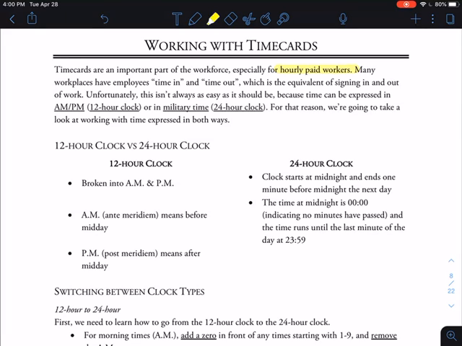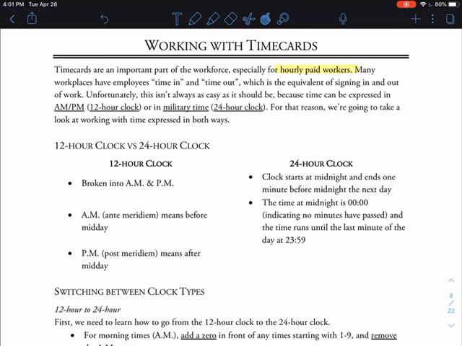And sometimes, though, the trick is that some employers can work with AM, PM, which is called the 12-hour clock, which is what we traditionally use. But they could also work with military time, which is called the 24-hour clock. And so we are going to take a little bit of time today to look at when time is expressed either way and how to deal with that, and then also how to calculate how long people have been working.